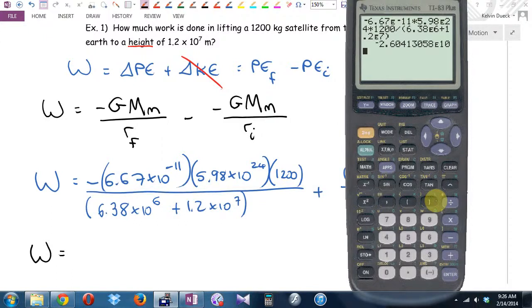Okay. And I'm going to write this answer down. I'm going to write it down to about 5 sig figs. So I'm going to go 2.6041 times 10 to the 10th. Negative 2.6041 times 10 to the 10th.